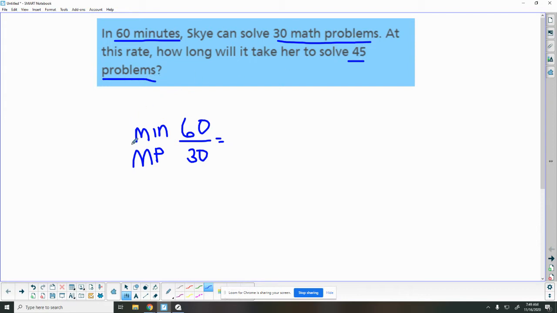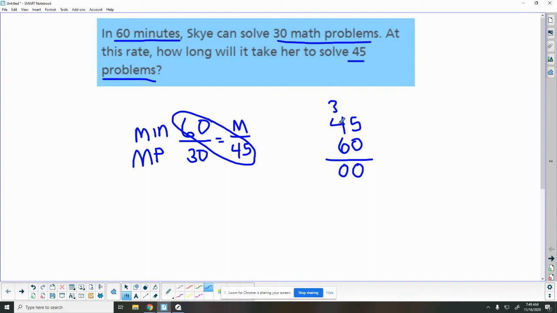45 problems is going to go on the bottom here. 45 math problems. I'm looking for the minutes here. So we're going to crisscross multiply. We're going to do 45 times 60. If I times by 0, that's going to be 0 and 0, so I can skip that number, put my placeholder and go straight to the 6. 6 times 5 is 30. 6 times 4 is 24, 25, 26, 27.